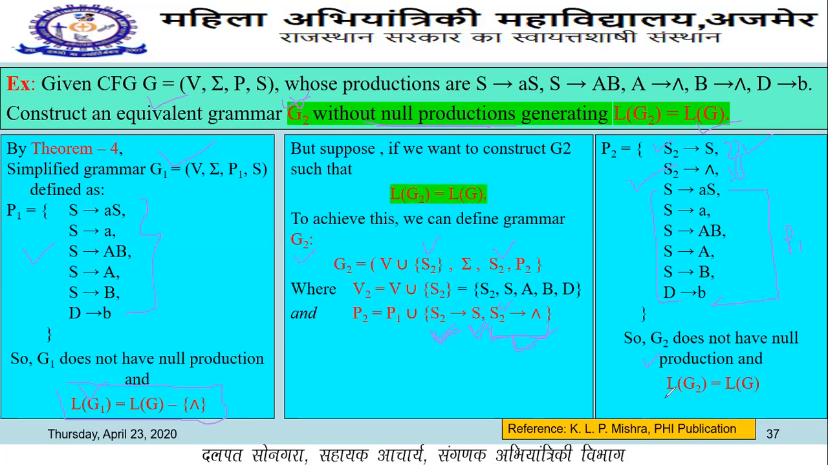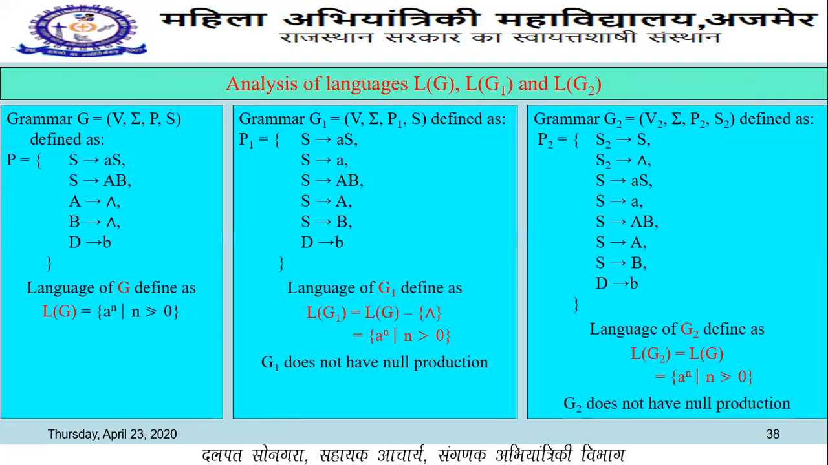Okay, and this language of G2 is equal to language of G, and both contain the null string, because null is available in L of G. Therefore the equivalent simplified grammar G2 also contains null. So this is equal. I hope this is clear. The reference of this topic is KLP Mishra. You can read that book also.